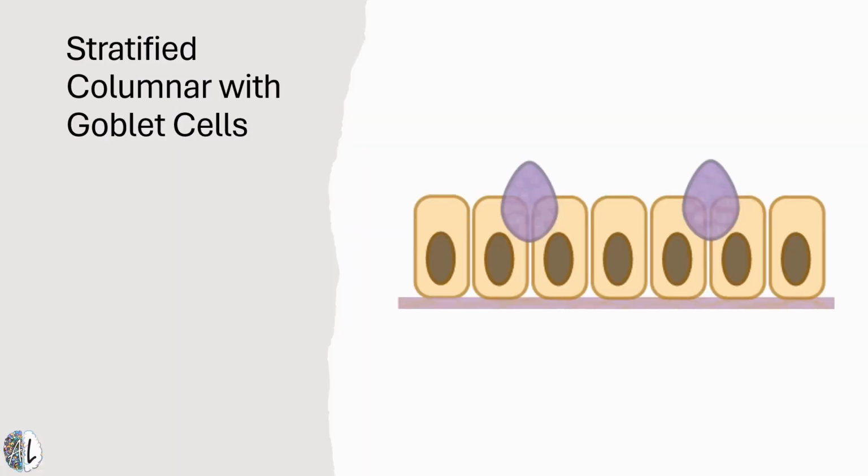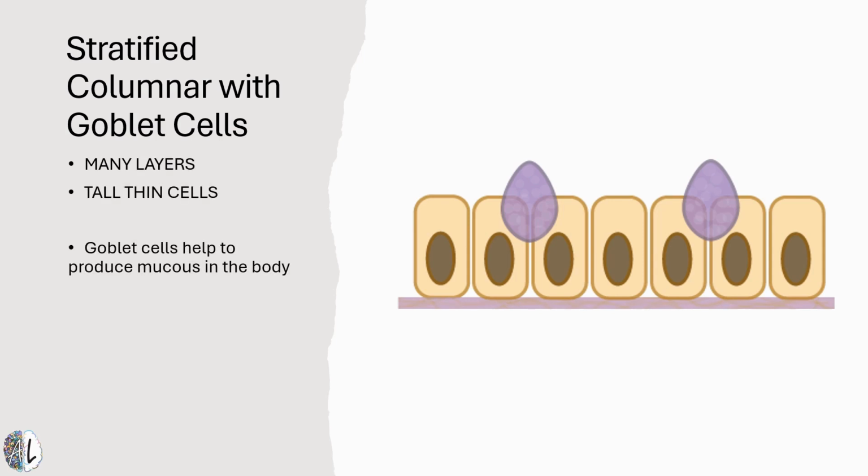Stratified columnar often comes with this extra cell attached. And you can see here that they're a little bit purple, almost teardrop shaped. And this is something we call a goblet cell. A goblet cell has a very fancy function. Okay, the goblet cells happen to produce mucus inside the body. So whether they're with a simple columnar or a stratified columnar, if there is a goblet cell, that is to help produce mucus inside of the body. And so you're mostly going to find this inside of the intestinal tract to help keep food passing through.